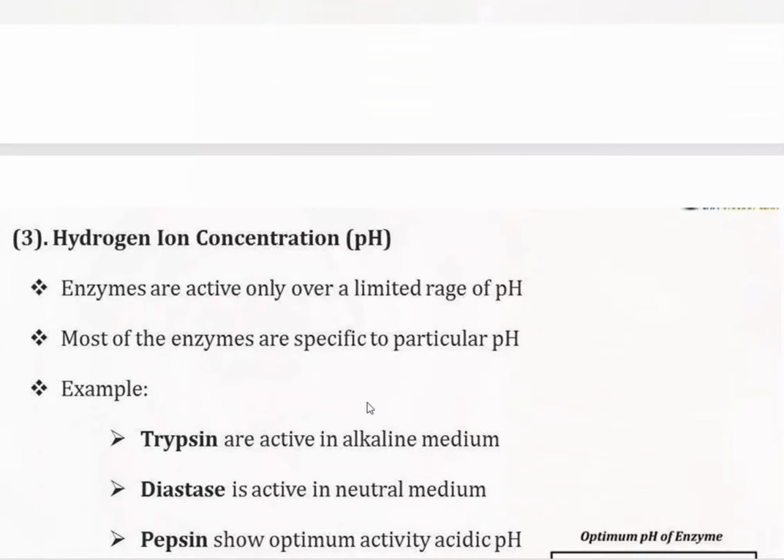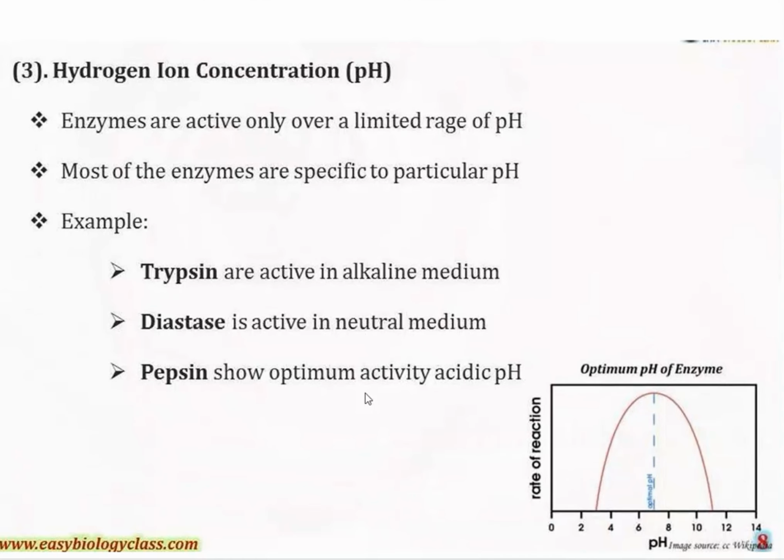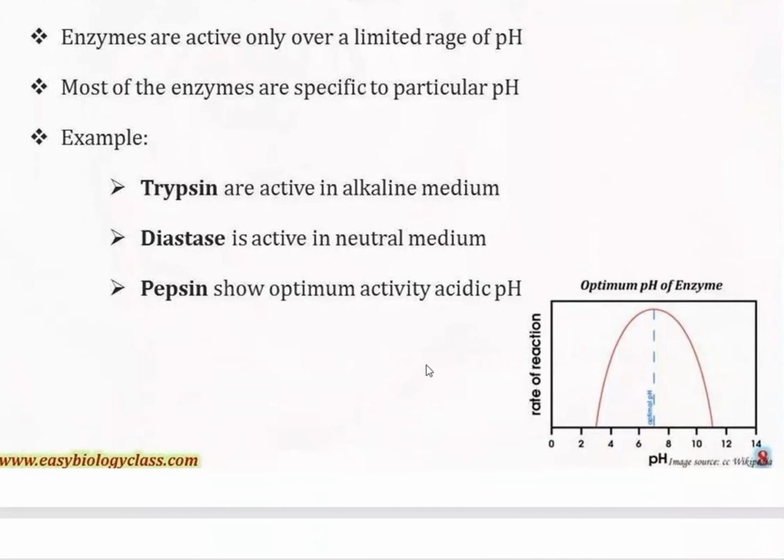And number 3 is pH. There is an effect of pH on enzyme activity. Each enzyme has an optimum pH, so on both sides the velocity will be drastically reduced. And here, this is the bell-shaped graph.